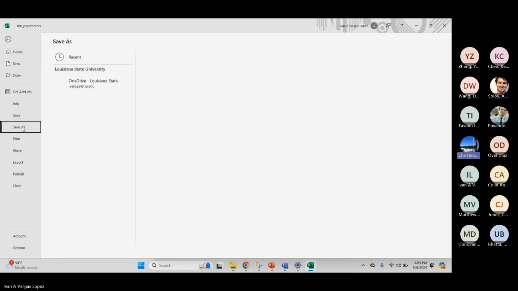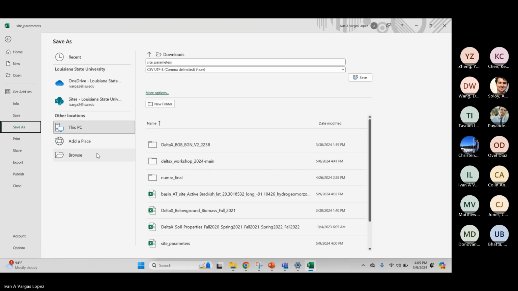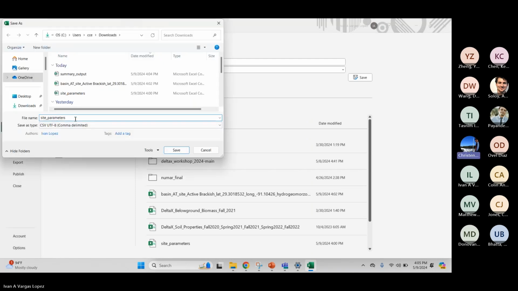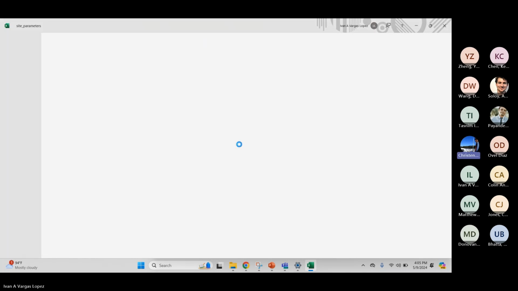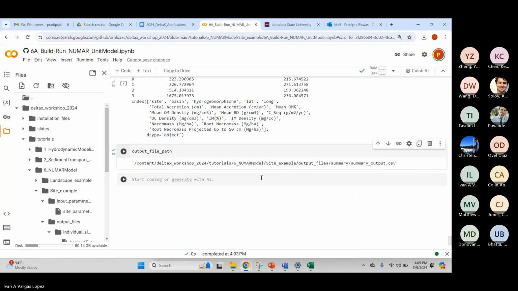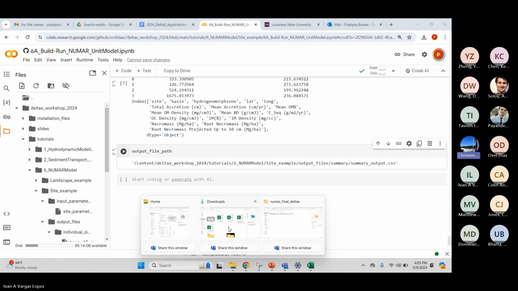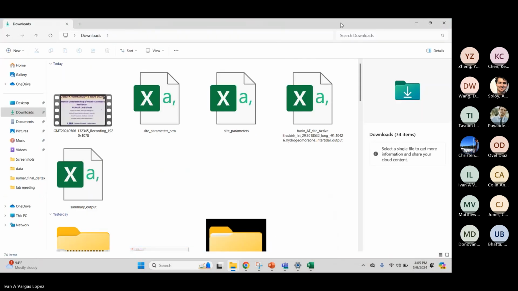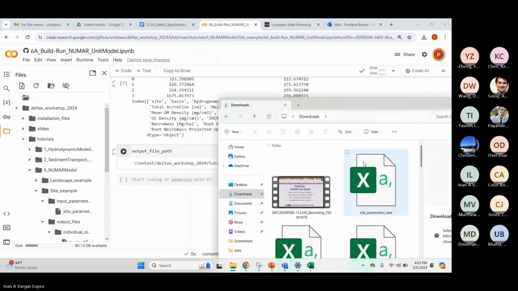Save as, browse. I'm renaming it as new, site parameters, new. Oh, I have already one. I'm replacing it. So what you have to do, you have to drag that CSV file. I have the CSV file here. I will drag the file and put it in the input parameter folder.